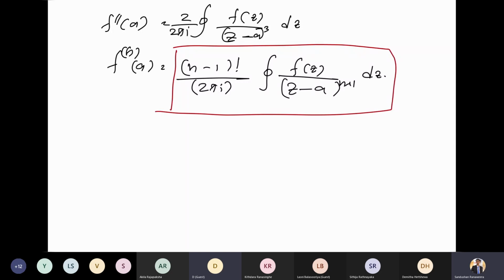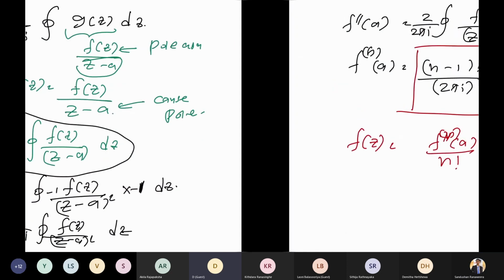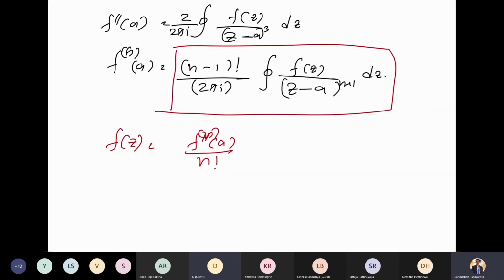Now we will write a Taylor series like this. Your f(z) is something like this. If you write a Taylor series, we encounter something like f to the n of a divided by n factorial. I think I did it correctly, right? If it is f double dash it is 2, no, it is this n factorial. This should be n factorial, my bad.